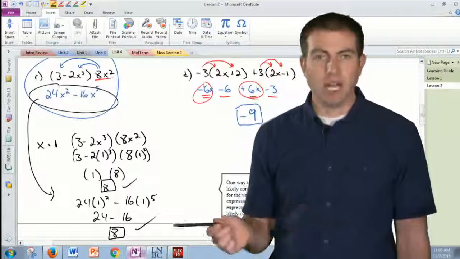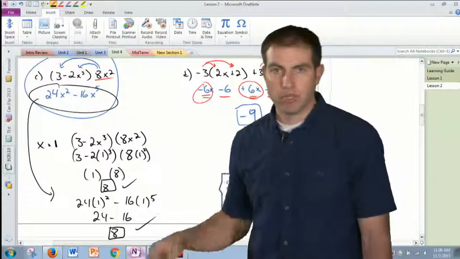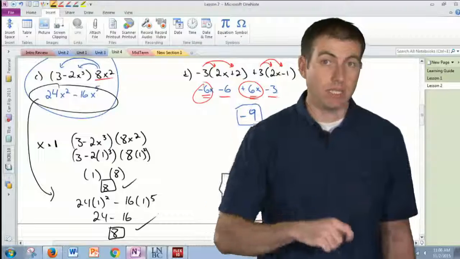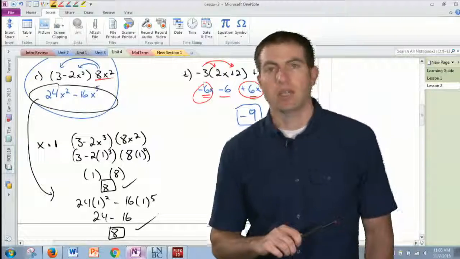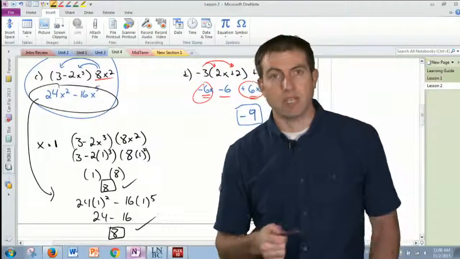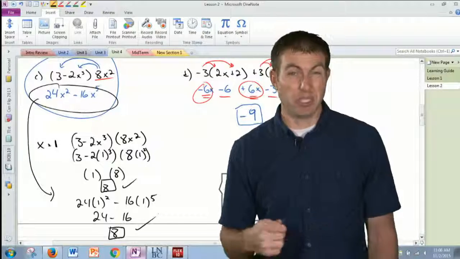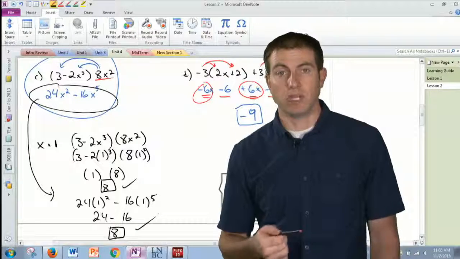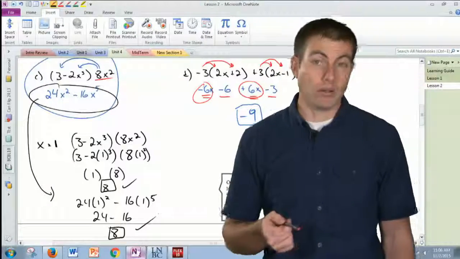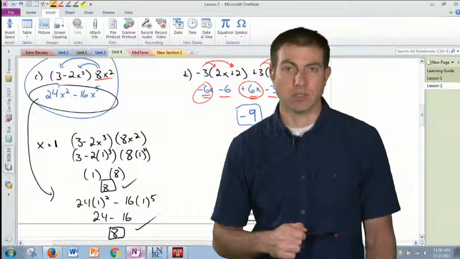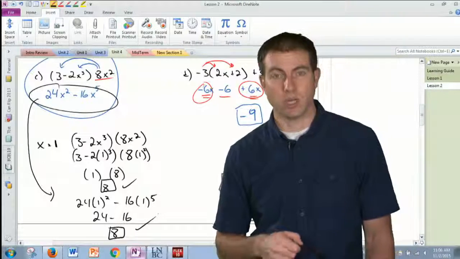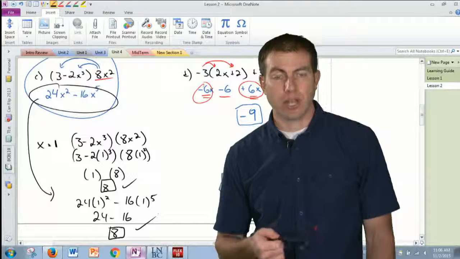I could pick any value I wanted for x. I could put in x is 17, and I could do the same thing. I wouldn't pick 17 because 17 to the 5th power is going to be a really big number, and I don't like dealing with big numbers, so I'm going to pick things like 1 or 0 to check my answers always. 0 would have worked just as well to check your answer.